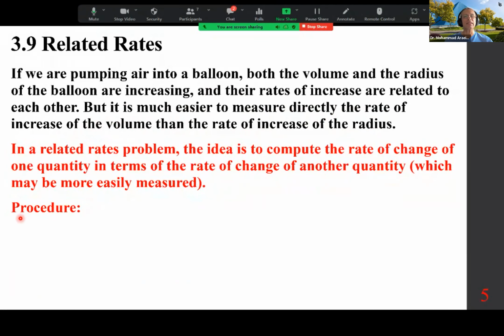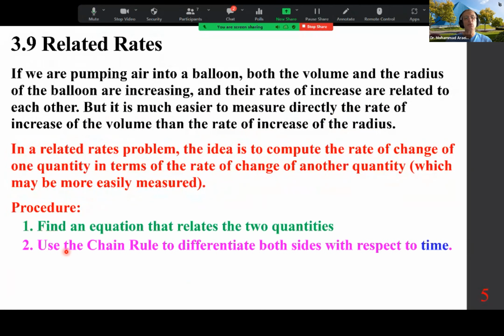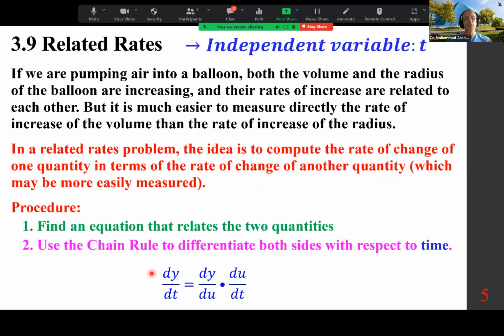So what is the procedure? First we find an equation that relates the two quantities, and then we use the chain rule to differentiate with respect to time. And so what is the independent variable? It's t. So in Leibniz's notation, dy/dt is dy/du times du/dt. That's the concept.